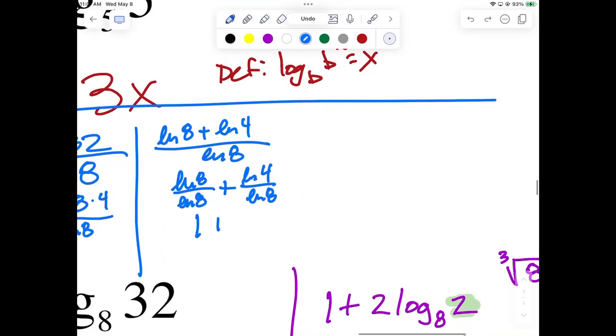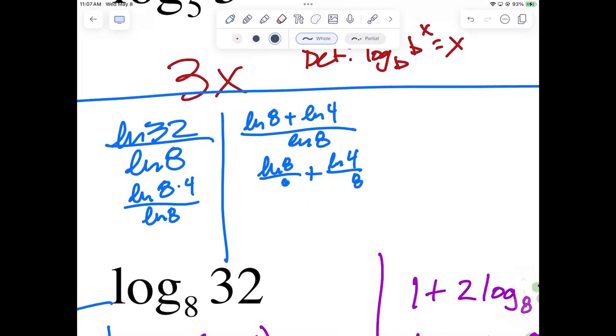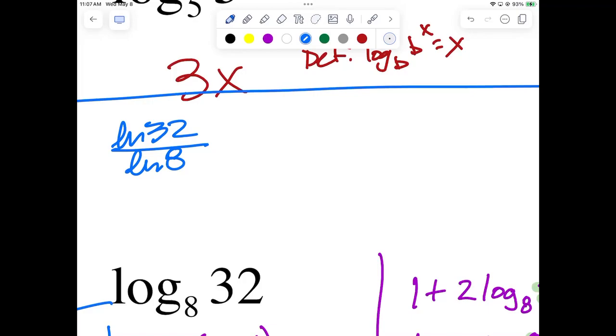Oh, I know what I could do. Watch this. Here's what I could do. Here, this will be easier. This is how we do it if we use the change of base formula. Don't write it as 8 times 4. This is the fast way to do it. Put it in terms of natural log. Isn't 32 a power of 2? Yes, it's 2 to the 5th power. And isn't 8 a power of 2? Yes, it's 2 to the 3rd power.